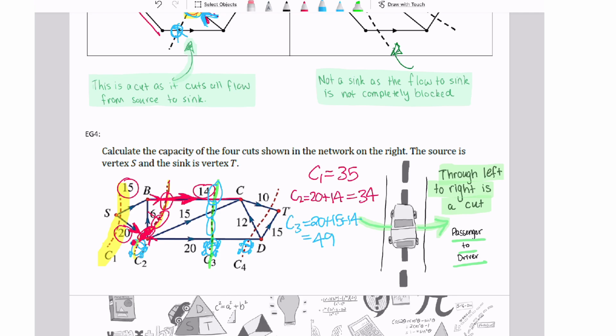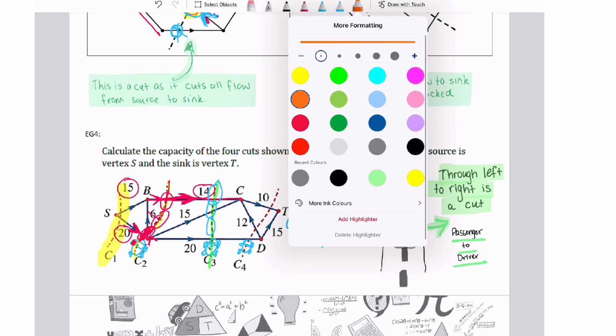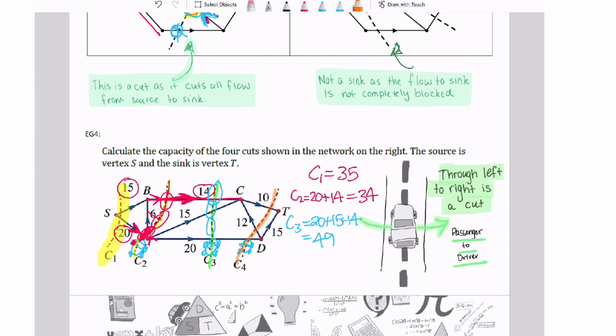And cut 4, last one, cut 4, orange cut, same thing. Let's look now. Okay, cut 4, 20, the first edge is fine. The 20 is passing through the passenger.